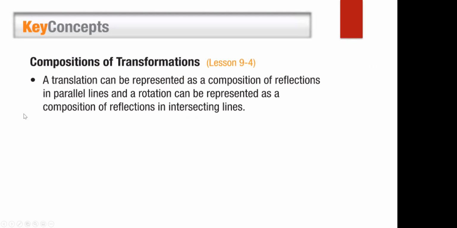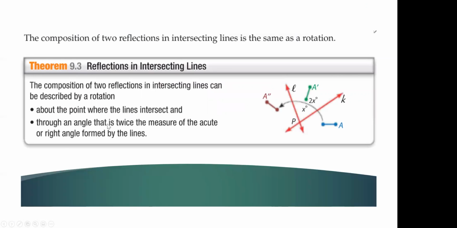Okay, and then the next lesson talks about a translation, compositions of transformations. It says a translation can be represented as a composition of reflections in parallel lines, and a rotation can be represented as a composition of reflections in intersecting lines. So we have this theorem here. It says reflections in intersecting lines: the composition of two reflections in intersecting lines can be described by a rotation about the point where the lines intersect, and through an angle that is twice the measure of the acute or right angle formed by these lines.